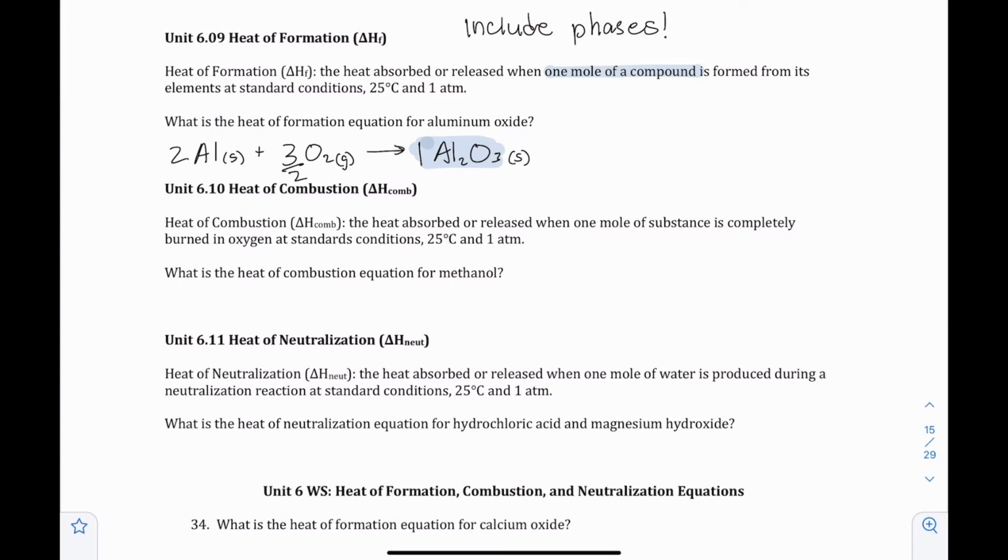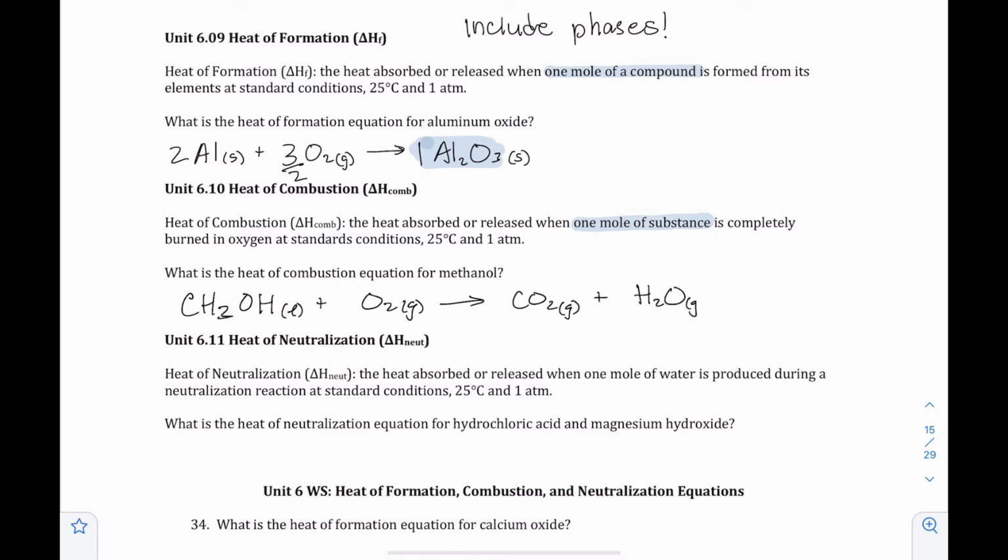For heat of combustion, delta H comb, it's the heat absorbed or released when 1 mole of a substance is combusted or burned in oxygen. So my example is for methanol. Methanol is CH3OH. When methanol is combusted, it reacts with oxygen to form carbon dioxide and water.